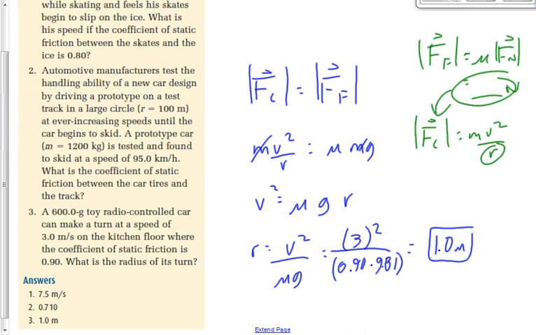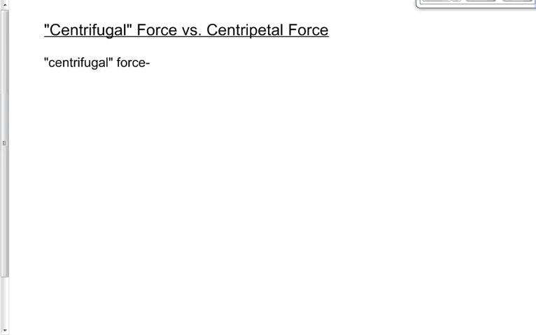Okay, I want to real briefly talk about this other force that you may have heard of before, but are kind of wishy-washy on what it actually is. Not centripetal force, but centrifugal force. Some people call it centrifugal force.